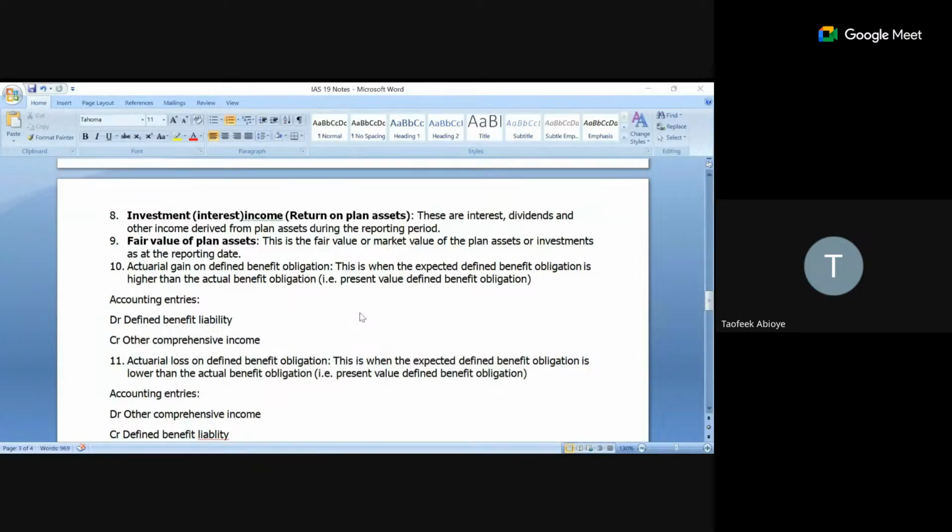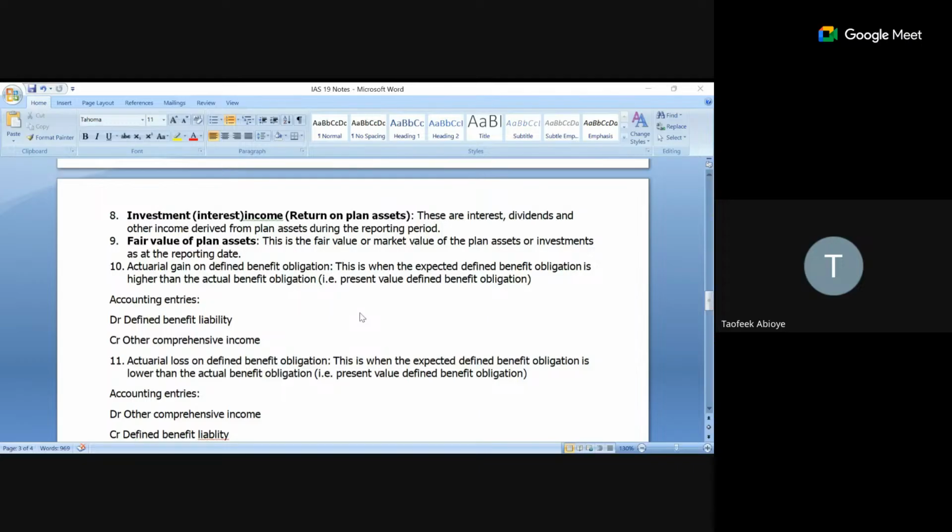Just calm down. It is actuarial gain or loss. Very simple. You will get it. It's just like IAS 21, if you remember, our exchange loss and exchange gain. If you do not calm down very well, you can scatter the two of them together. But if you calm down, you will get it. That is how actuarial gain or actuarial loss works.